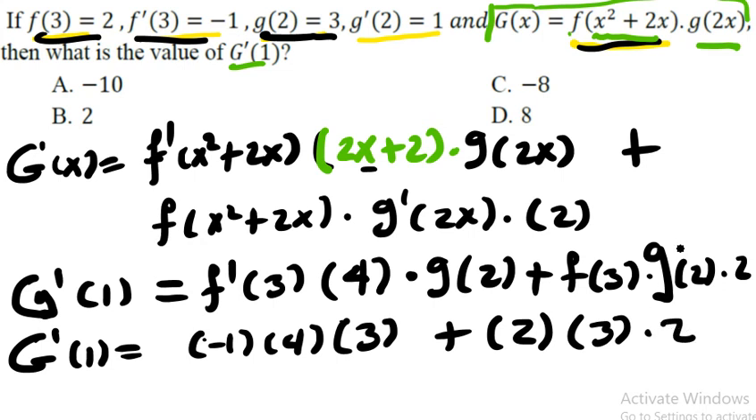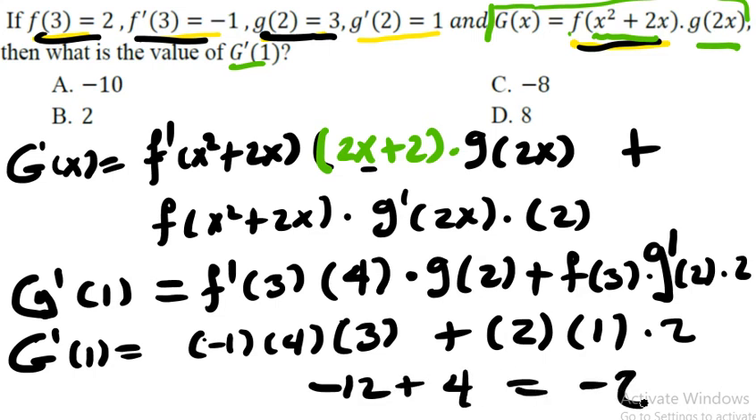No, this must be g derivative at 3, because this one is derivative, the second part. So g derivative at 2 will be, g derivative at 2, it's 1. I'm going to take 1. Then when you multiply, negative times 4 times 3, 12, times -1 will be -12 plus, here it is 4. When you add it, it will be -8. So the answer will be C.